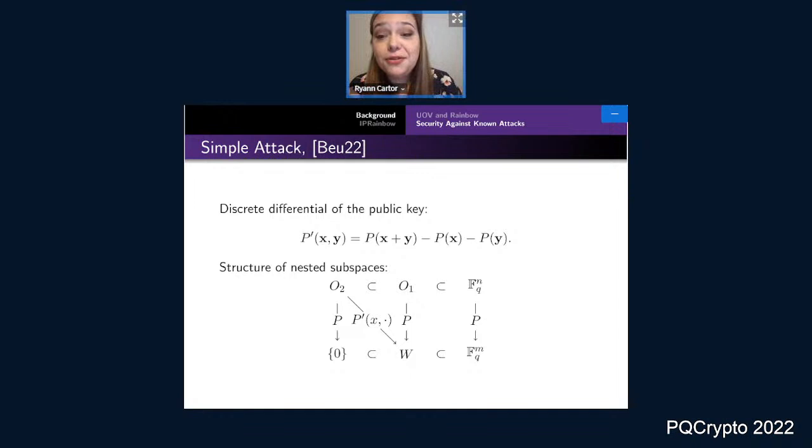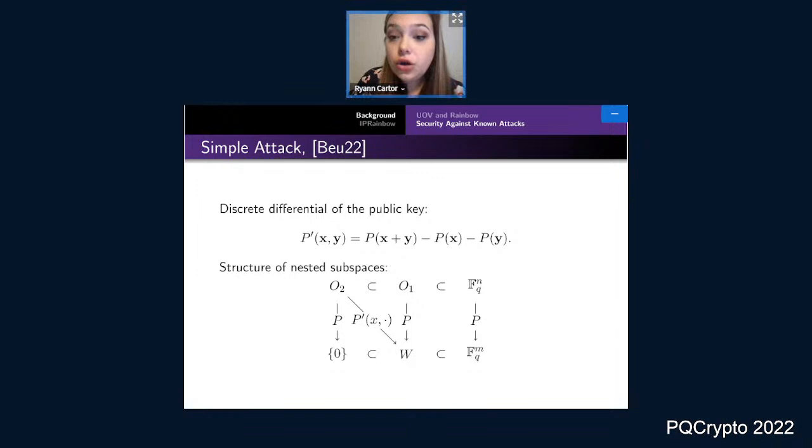But before we talk about this actual attack, we want to talk about some background information. The first thing we want to talk about is the discrete differential of the public key. Normally you would consider x, and the differential of that would be P of x, y, which is equal to P of x plus y minus P of x minus P of y. What this does is it depresses the degree, as it adds an extra variable.